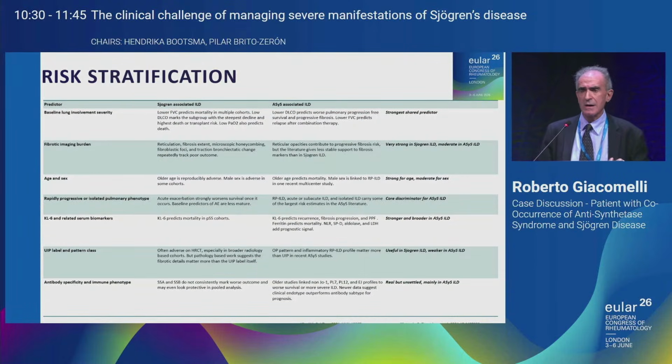Also, age is a strong risk factor for bad outcome in these patients. Probably age is also related to the possible comorbidities that we may have in this subset of patients. Our patients were very old. Also, the usual interstitial pneumonia pattern at the CT scan is a strong predictor of bad outcome. And the autoantibody specificity, such as anti-Ro52 positivity, is a strong predictor of bad outcome, especially in patients with associated antisynthetase syndrome.